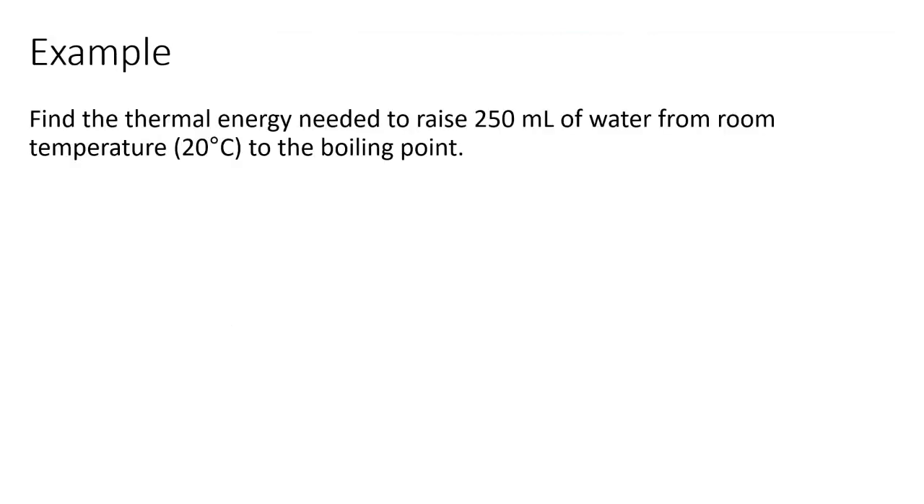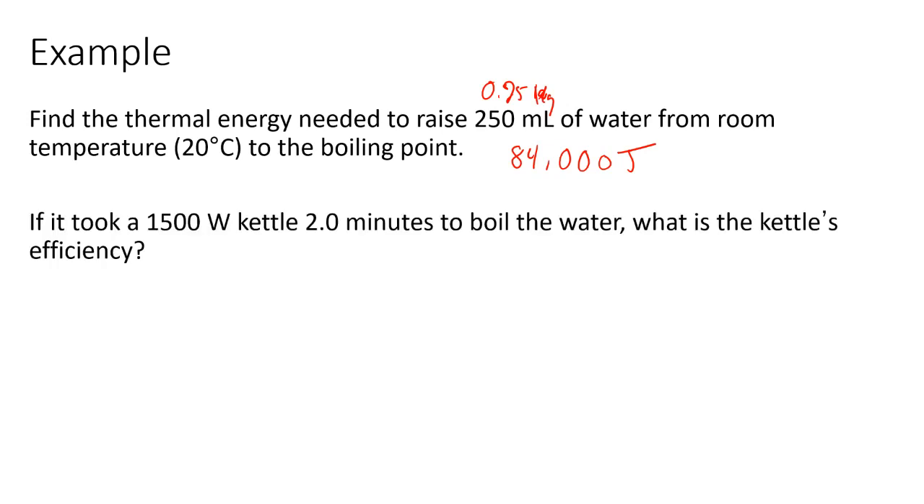Here's an example. We looked at this one earlier. How much thermal energy is needed? Well, we found this. It's going to be 84,000 joules of energy needed to raise 0.25 kilograms of water from room temperature to the boiling point. Then, what if we actually heated that water with a 1500 watt kettle for 2 minutes? So what's the kettle's efficiency?